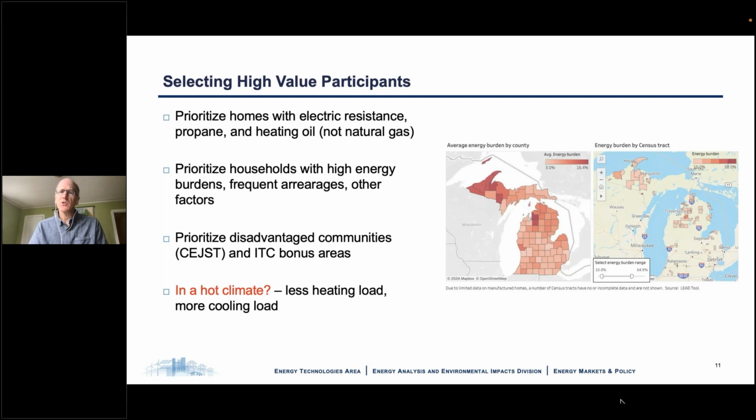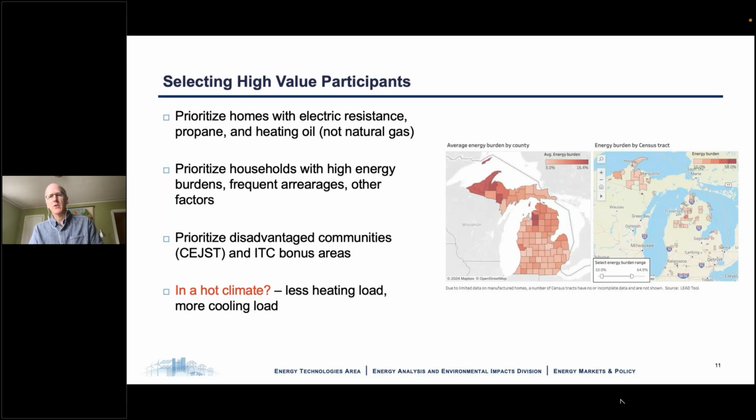As Matt pointed out, Michigan is a northern state, it's a cold state. There are going to be different issues for warm states where there are lots of manufactured housing. In a hot climate, you're going to have less heating load, of course, but you can have more cooling load. A conventional air source heat pump will probably be fine for winter heating and maybe give you a big boost in summertime efficiency for air conditioning.